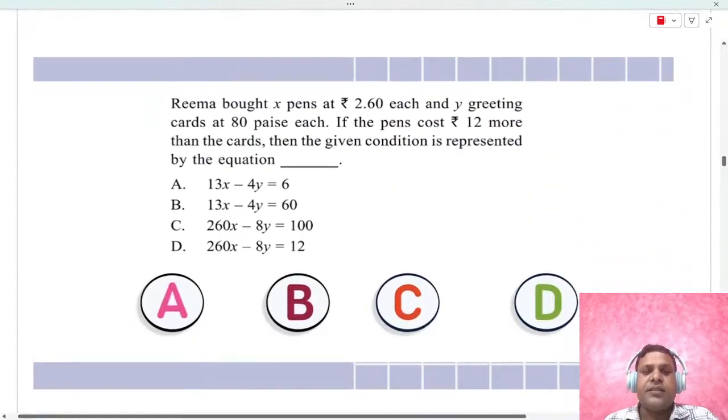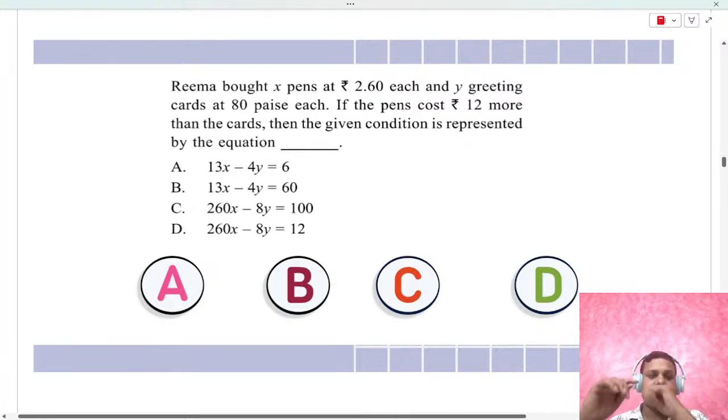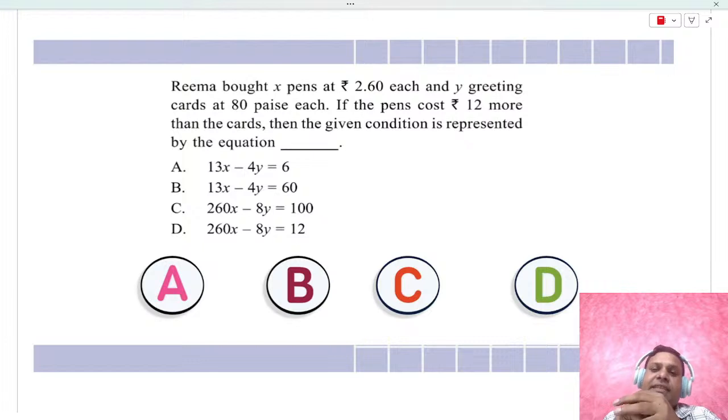Here is the next question. Reema bought X pens at 2.6 rupees each, and Y greeting cards at 80 paisa each. If the pens cost 12 rupees more than the cards, then the given condition is represented by the equation.